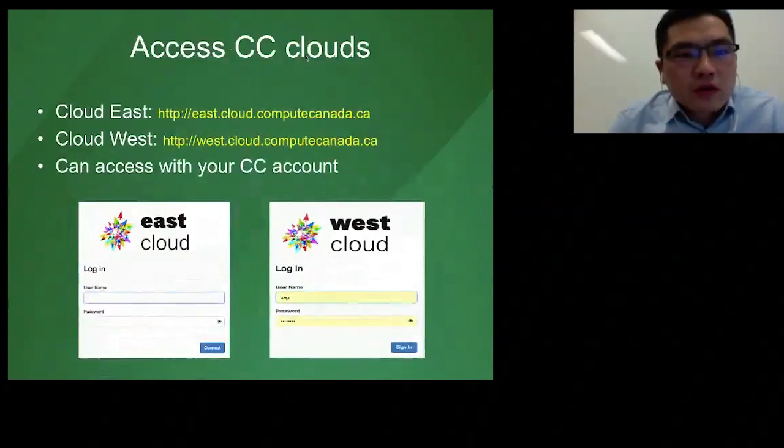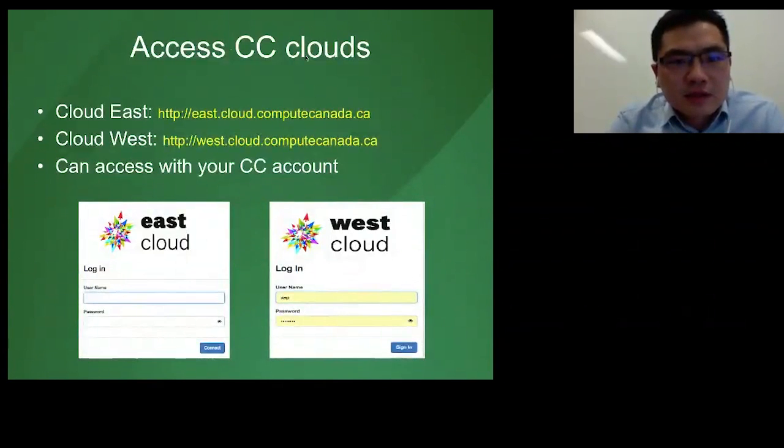You may be wondering how to access these cloud systems. The URLs in yellow can be accessed. You can use your Compute Canada accounts to log in. How to get a Compute Canada or WestGrid account? I will introduce this later in the WestGrid part.